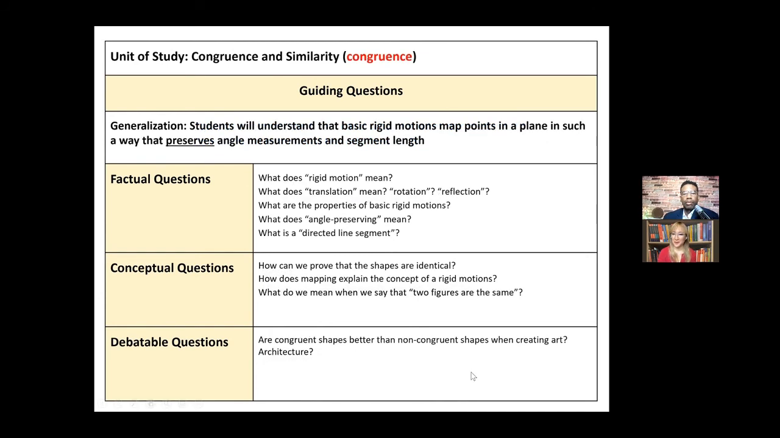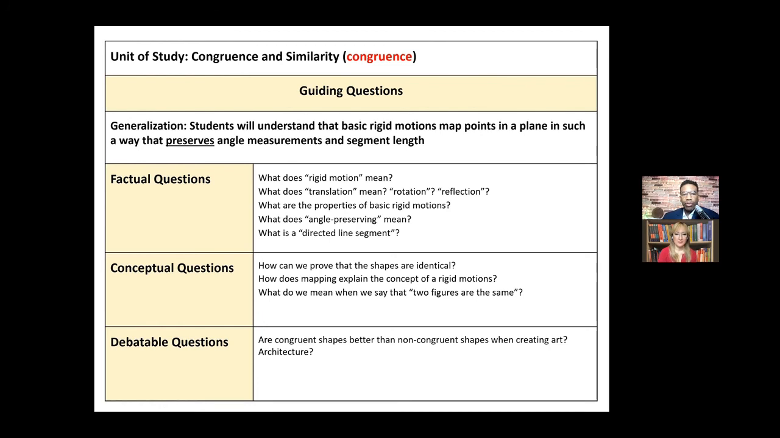Okay, do you want to go through this one, Will, because you crafted this? Okay, so our generalization, one of them was students will understand that basic rigid motions map points in a plane in such a way that preserves angle measurements and segment length. So you have to know these, and a lot of these are concepts here. What's a rigid motion? What does translation, rotation, reflection mean? What are the basic properties of rigid motions? What does it mean when someone says angle preserving, and what are direct lines? I mean, there was a whole list of things we could have put there.